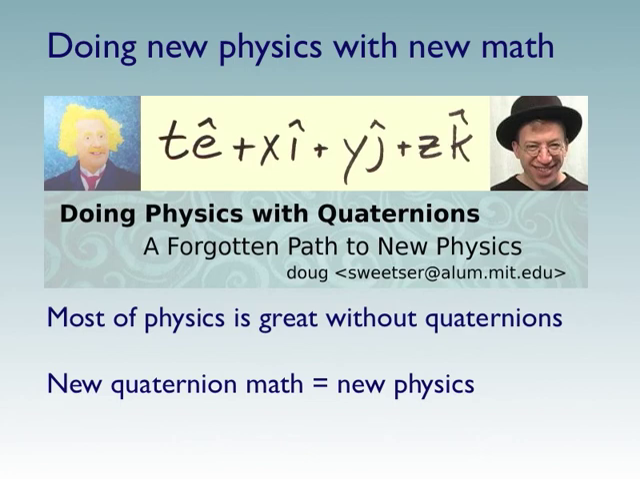We're doing the same thing exactly. I use quaternion notation, other people use scalars and vectors. And that's a perfectly fine way to do things. But if you want to do new physics, I think it's required that you actually do new quaternion math.